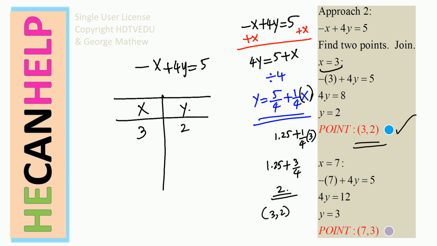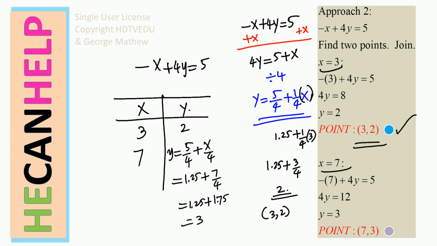So you substitute x equal to 7. When you substitute x equals 7, y is 5 over 4 plus x over 4. 5 over 4 is 1.25. X over 4 is 7 over 4, which is 1.75. So 1.25 plus 1.75 gives you 3. So 7, 3 is a point on the graph paper. So we have the points 3, 2 and 7, 3. Join, and you have the line.